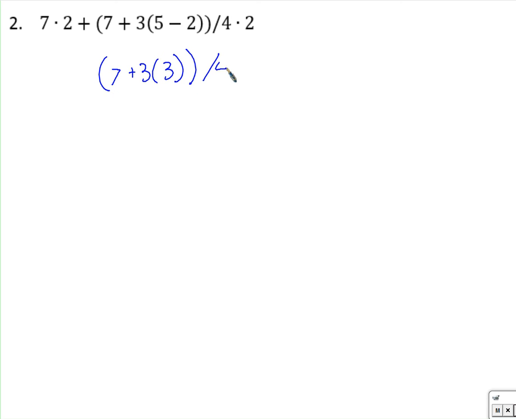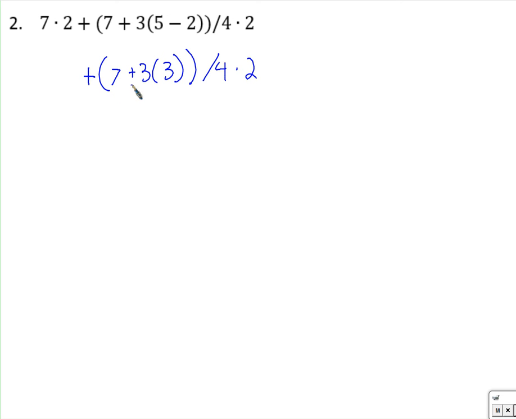Into those parentheses, we're dividing by 4. Yes, it is. Can I just do 7 times 2? Yeah. If you think no, and if you think no because we haven't finished with the parentheses, well, that's not really a problem.